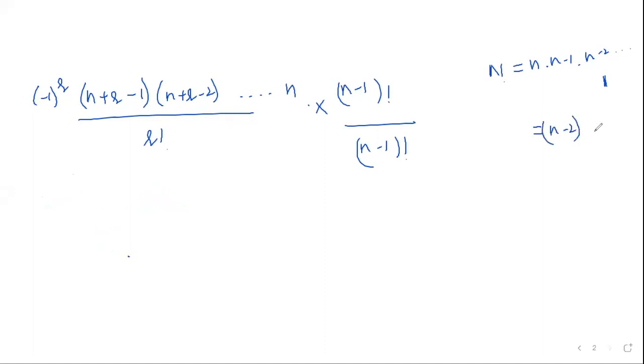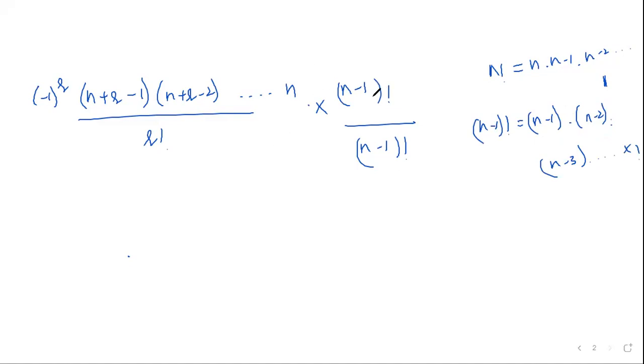n minus 1 into n minus 2 into n minus 3, and it will go on up to 1. Okay, here if you see n factorial is n into n minus 1 into n minus 2 and so on up to 1. n minus 1 factorial will be given as n minus 1 into n minus 2 into n minus 3 and so on up to 1.